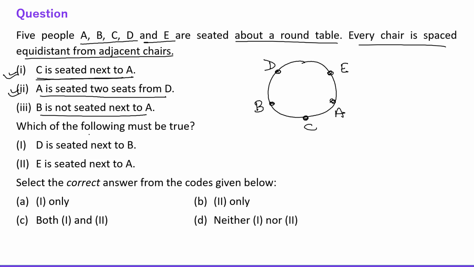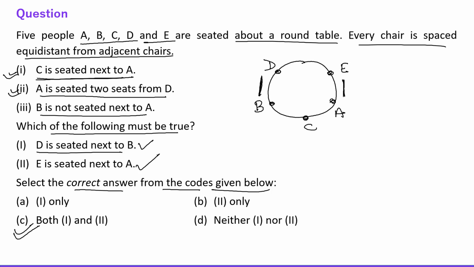Fine. So now the question is, which one of the following must be true? D is seated next to B. D, B are together. Yes, correct. E is seated next to A. Yes, E and A are together. Yes, correct. So both of them are right. Select the correct answer from the codes given below. Obviously both of them are right. C is the correct choice.